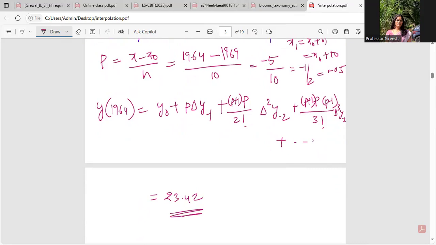This is how we will do backward interpolation. It's all about writing the formula properly and then writing the differences exactly at the center so that I'm not on a wrong track, and putting those differences in the formula and getting the values using a calculator. Thank you.